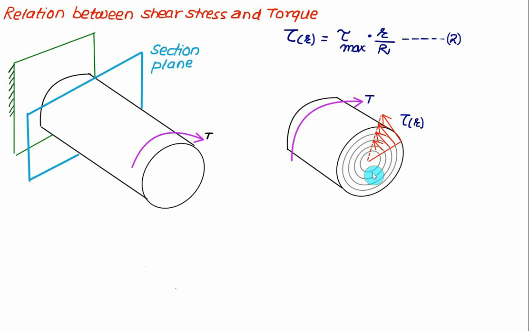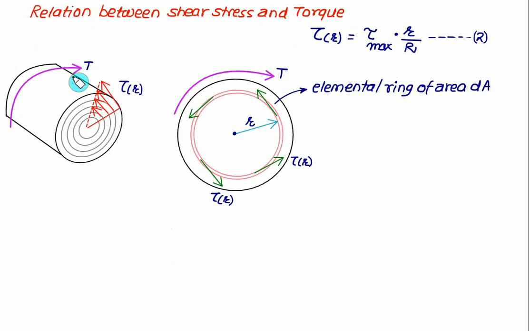For this, we'll consider one elemental ring at a radius equal to r and area equal to dA. Over that area, the shear stress remains constant. So this torque, which is acting in a clockwise direction, is opposed by the torque on this face, and we'll consider one elemental ring of area equal to dA. The direction of this resisting torque you have to show in the opposite direction, and all this shear stress is the same value, given as the shear stress as a function of radius r is equal to tau max multiplied by r divided by capital R.